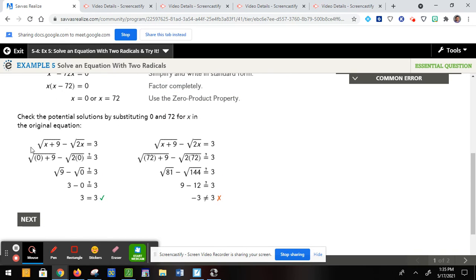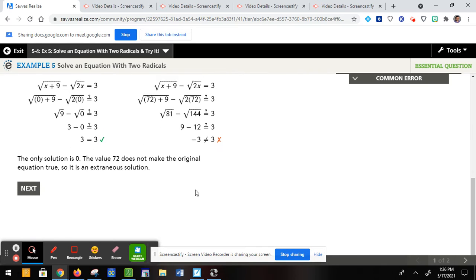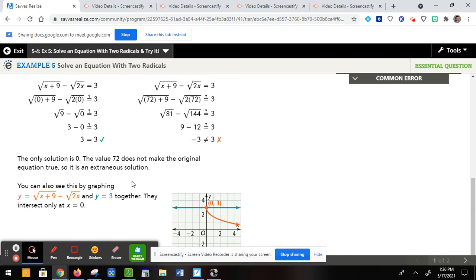When you substitute 0 in for x, it checks out. When you substitute 72 in for x, it does not. So 0 is the only solution here. 72 is extraneous. And when you graph it there, you see that it only intersects at 0 and not 72.